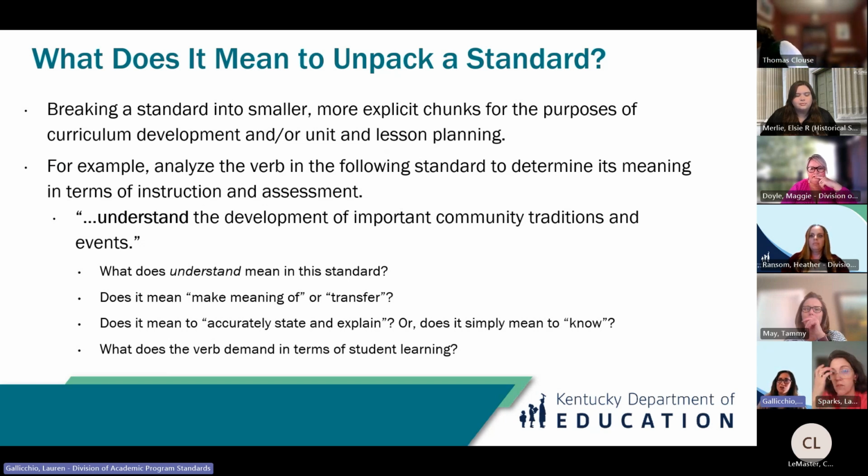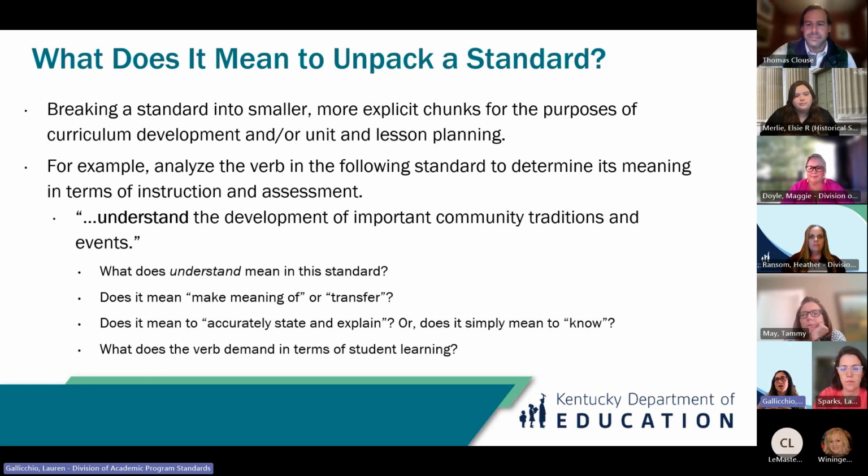So if you see here on the screen, there's an example that's all focused around the word understand. So when you're breaking down a standard, and we're going to model this with Heather in just a second, we look at not only the verb in the sentence, but we also look at the entire sentence in itself to see what we mean when we're using this verb. So in this instance, we have understand. So what does understand mean in the standard?